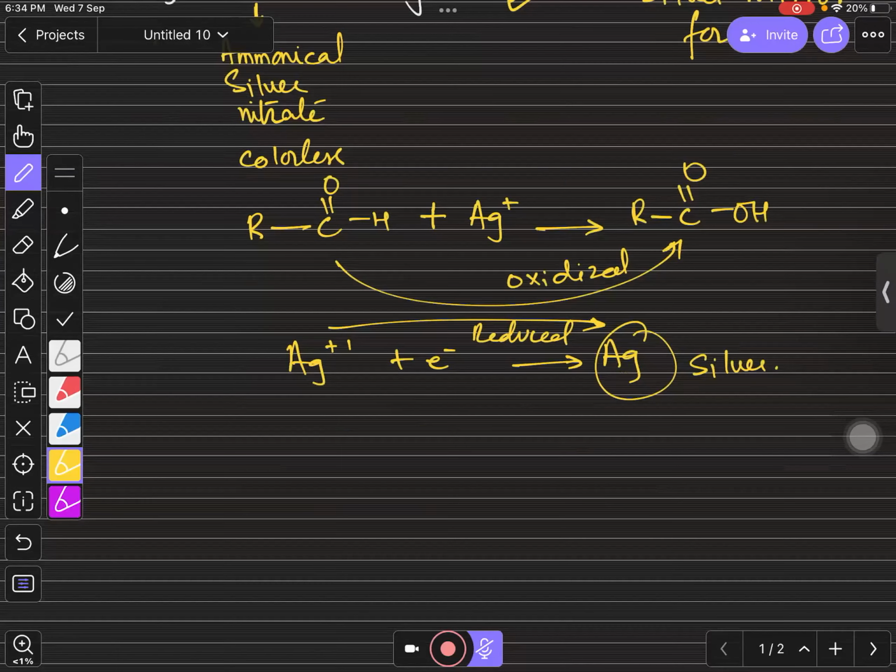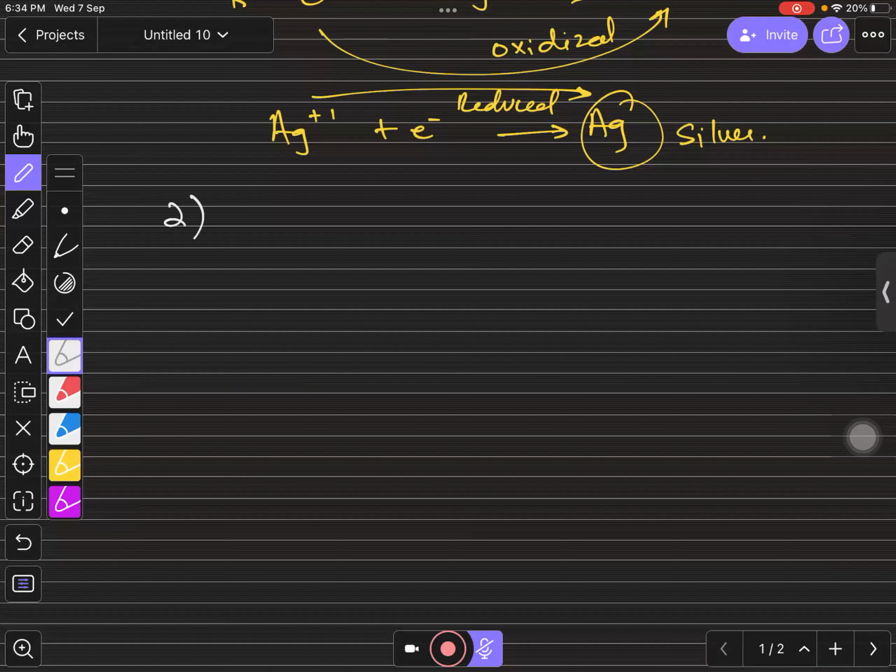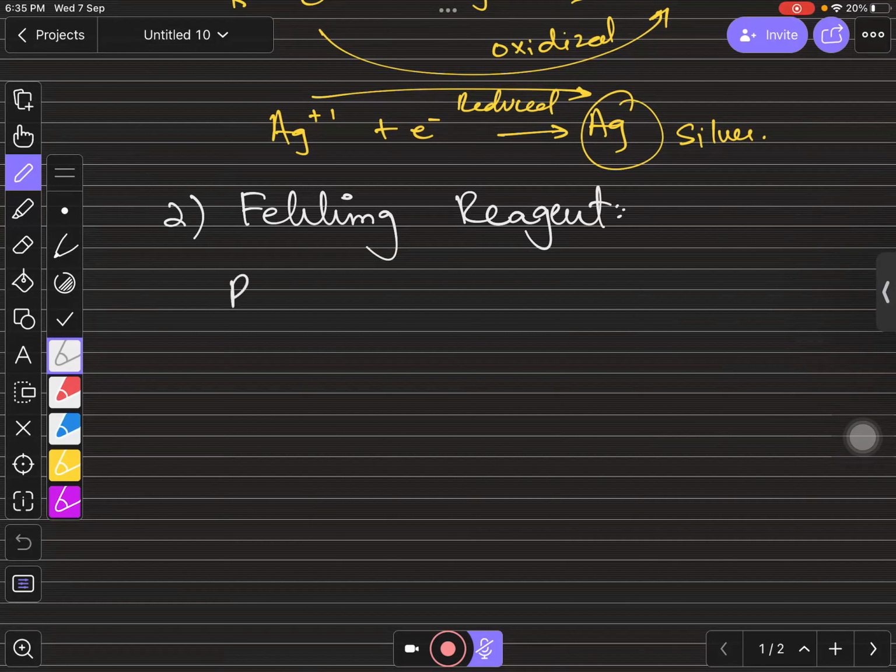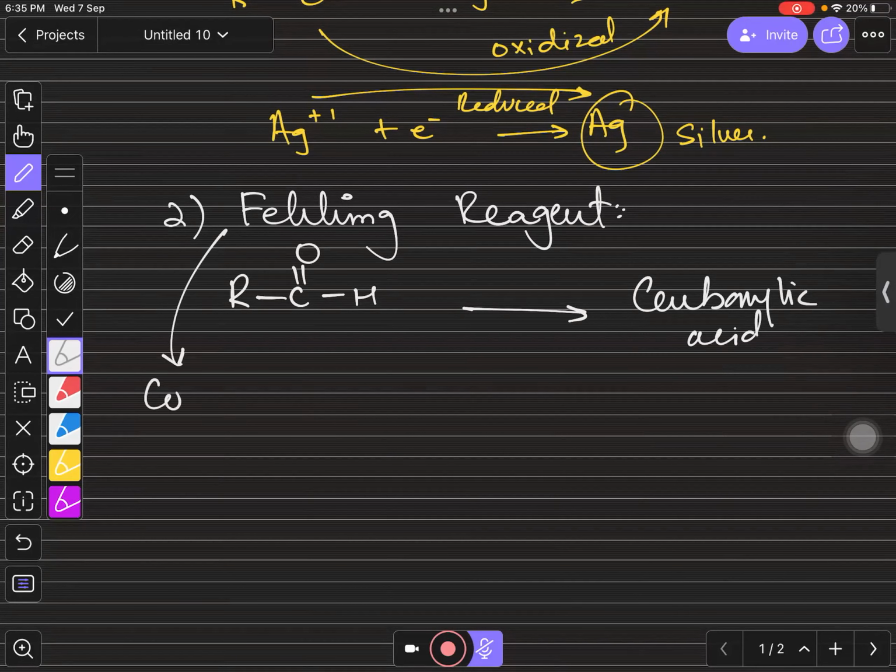You can even use Fehling's reagent as well. This is also one of the reagents which can be used to test aldehydes, right? It is also used to convert aldehydes into carboxylic acid. So aldehyde is going to convert into carboxylic acid by the use of Fehling's reagent. And Fehling's reagent is actually what? It is actually the solution of copper sulfate.